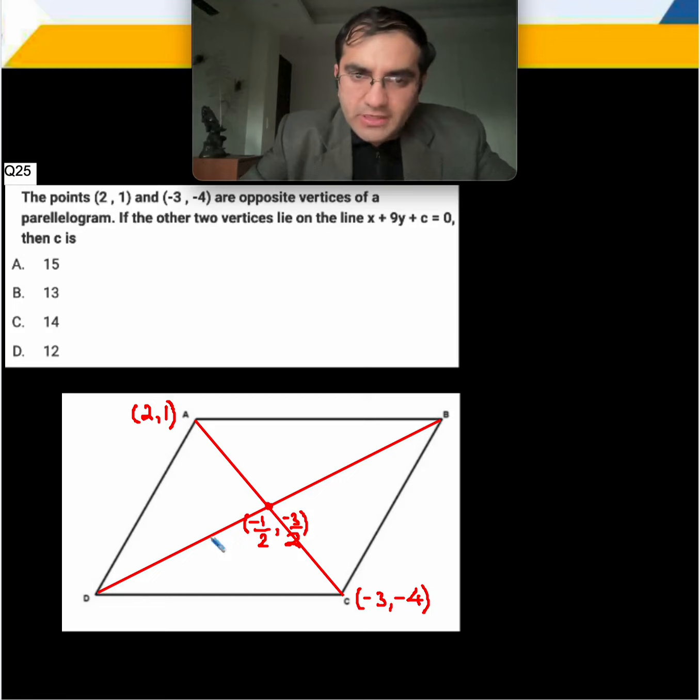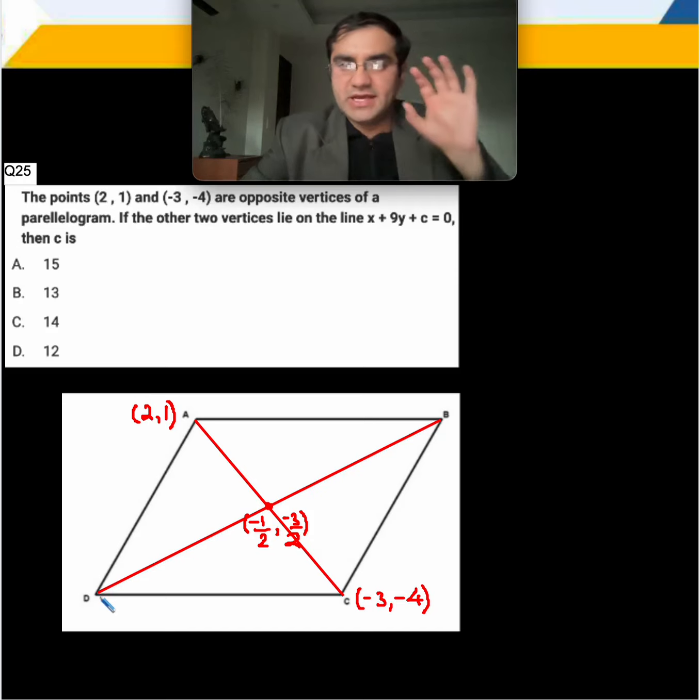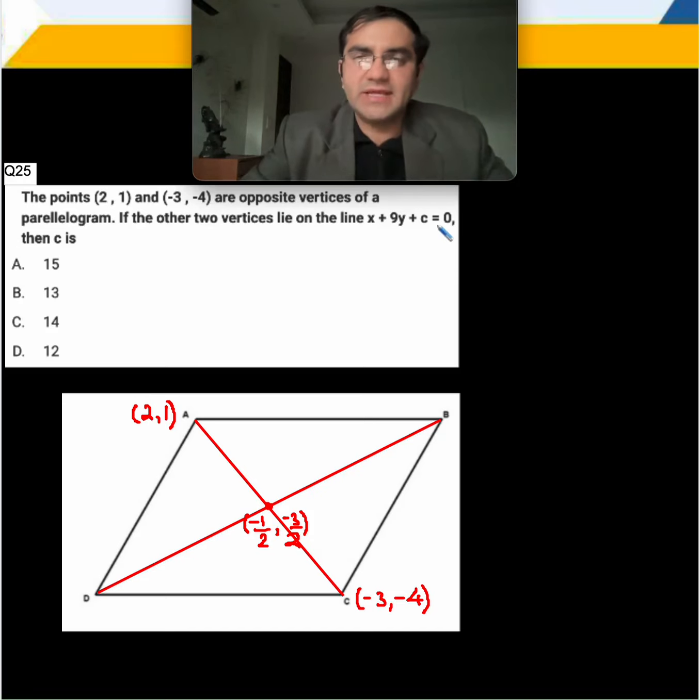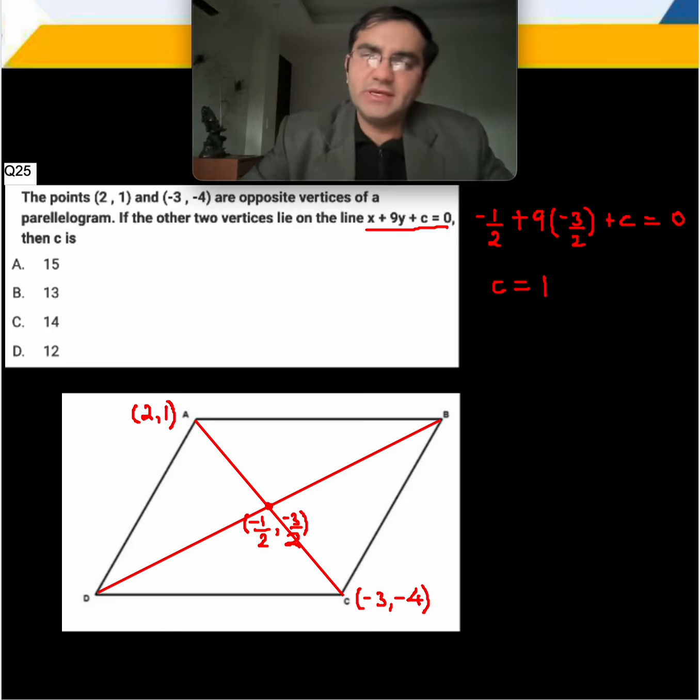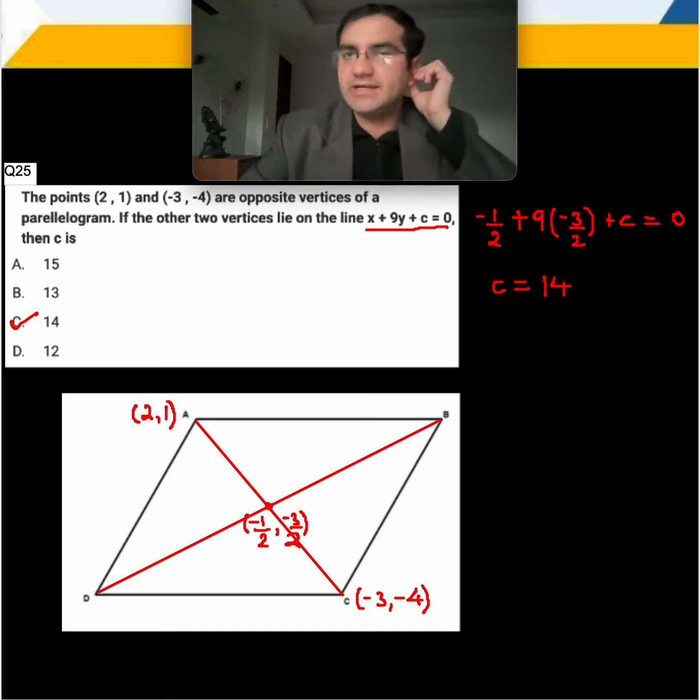Obviously, this point now lies on the other diagonal. So it says that if the other two vertices lie on the line x plus 9y plus c equal to 0. The other two vertices are B and D. The other two vertices lie on this line x plus 9y plus c equal to 0, and this point also lies on this line. That means this point will satisfy this line. So let me just substitute. Put -1 by 2 in place of x, -3 by 2 in place of y, plus c is equal to 0. Get the value of c. C is equal to 14. C part is the right answer for this question.